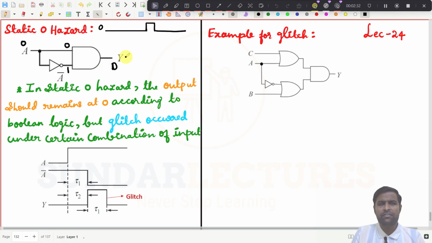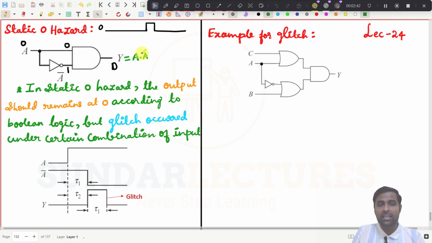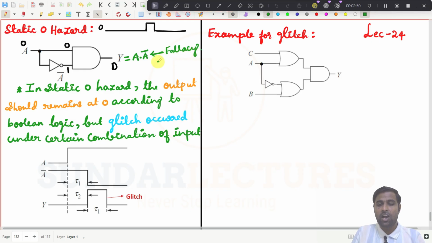And what is the equation of this? Very simply, you can write this equation. We already know this one. This is A and this is A bar, so the expression will be A dot A bar. This is actually a fallacy, right? Fallacy. So what is a fallacy? The output equation is always 0.